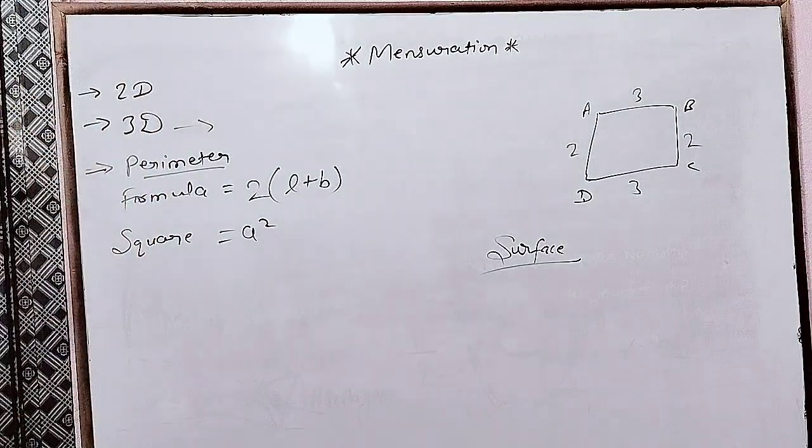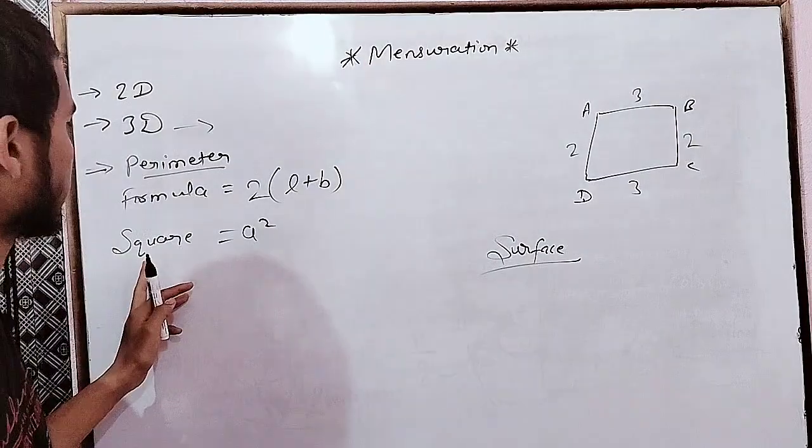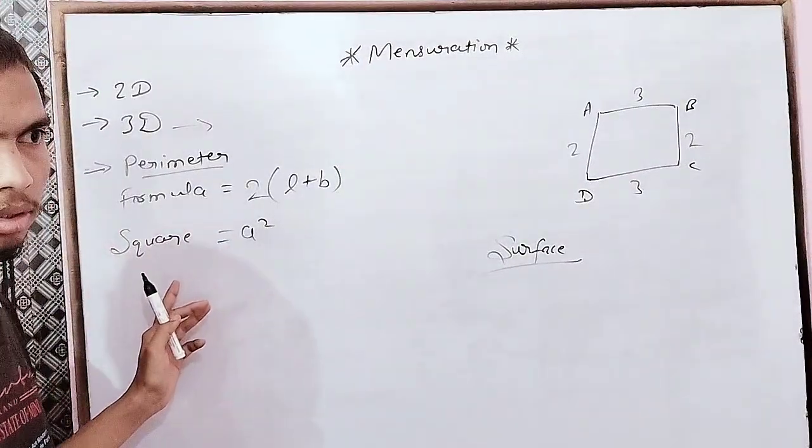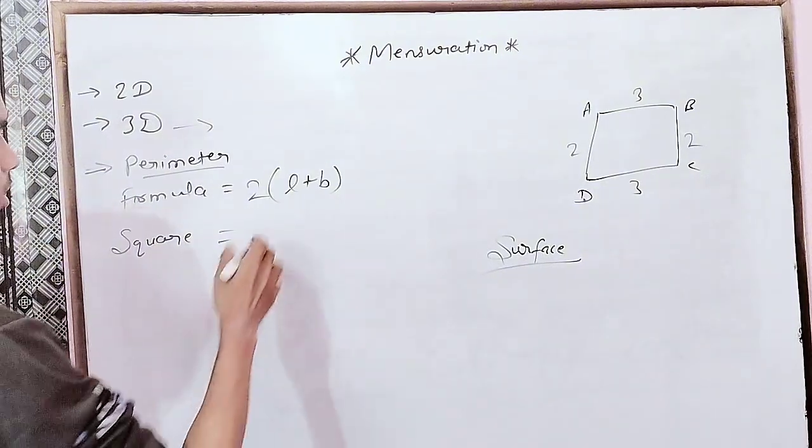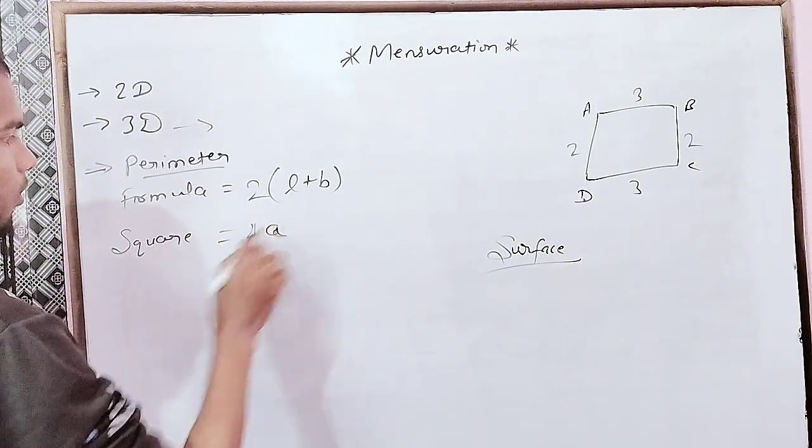A square. This is the perimeter of a square, which is 4a. Okay.